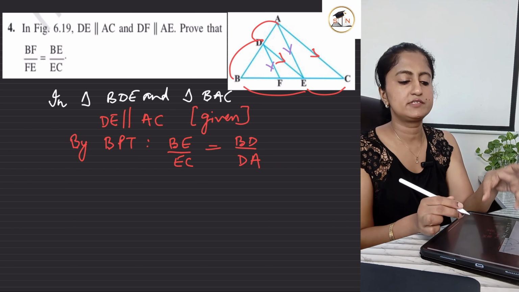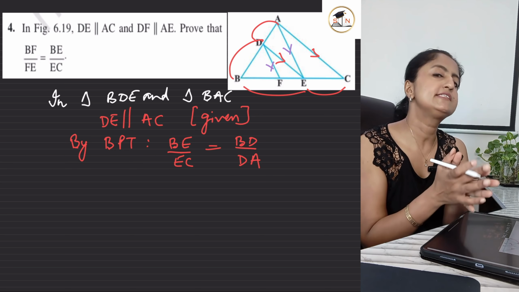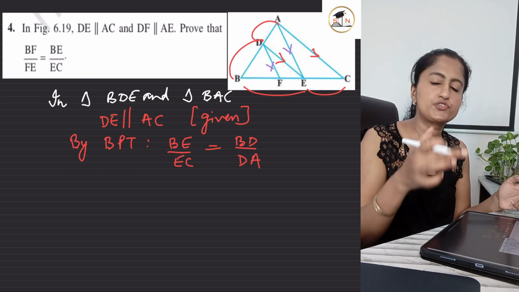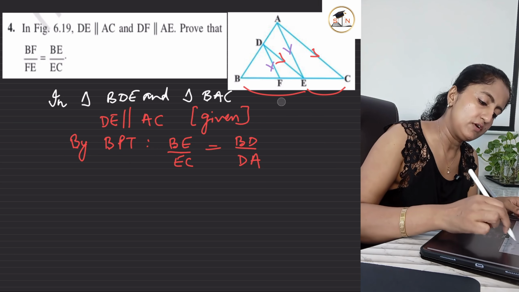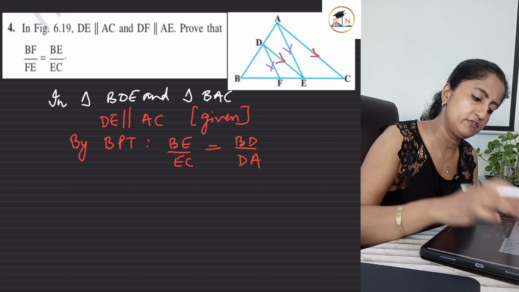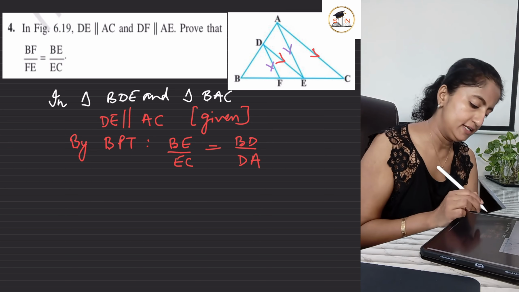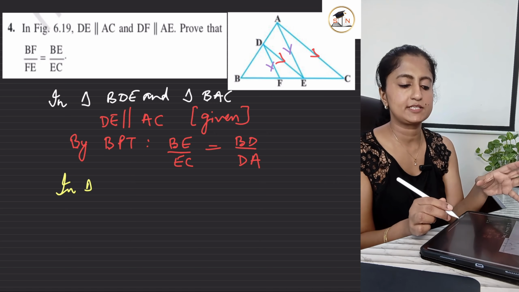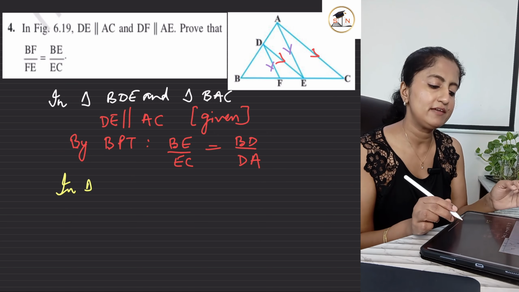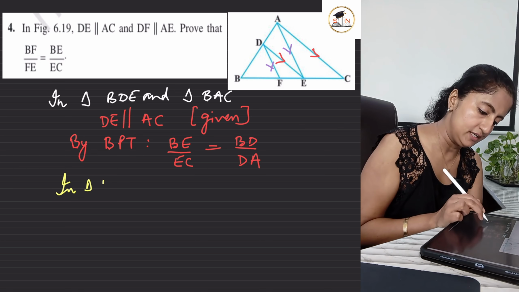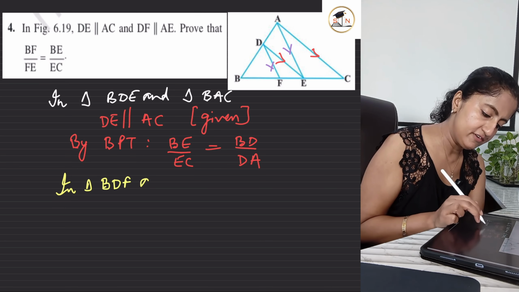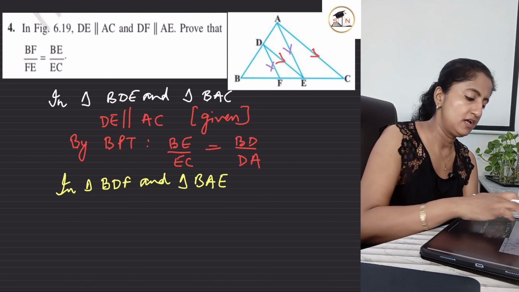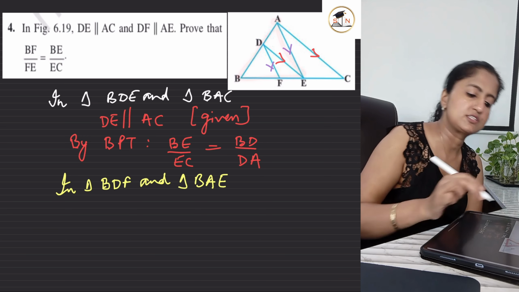I had marked those curves on the figure so that it becomes easier for you to understand that according to this triangle, we are using these portions of the lines. Okay, now I'm clearing that. Okay, now moving on further. We have used one triangle, right? Now, in another triangle. And the other triangle is going to be based on the other pair of parallel lines, which is DF and AE. So now, in triangle BDF and triangle BAE. That is, I am talking about this triangle, right?